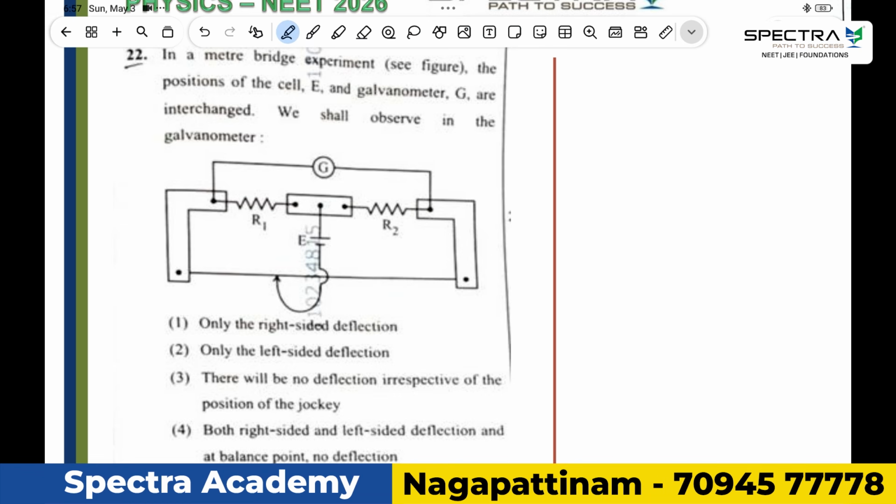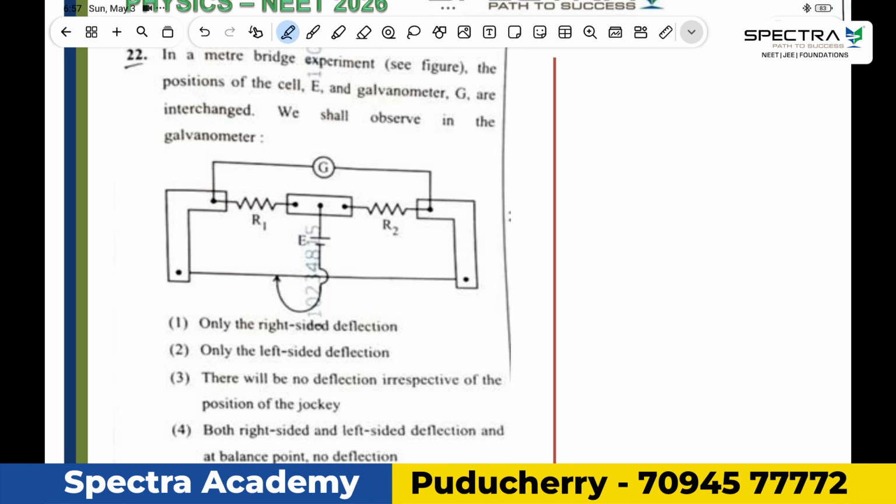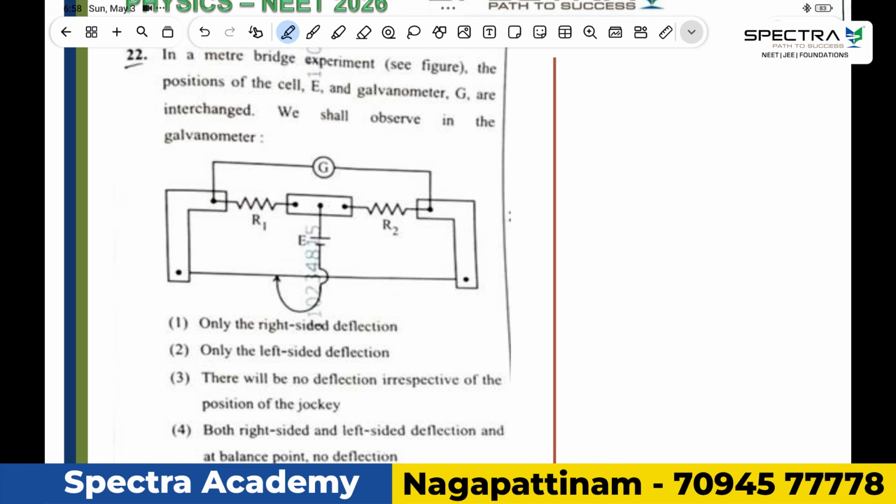Only the right sided deflection. No. Only the left-sided deflection. That is also not correct, right? There will be no deflection irrespective of position of jockey. That we cannot tell, because if the jockey is at the balancing point, then no deflection will be there, correct? But if it is at some other position, then definitely there will be deflection. So what will be the right option? The most appropriate here is both right-sided and left-sided deflection, and at balance point no deflection. Yes, that is the correct answer.